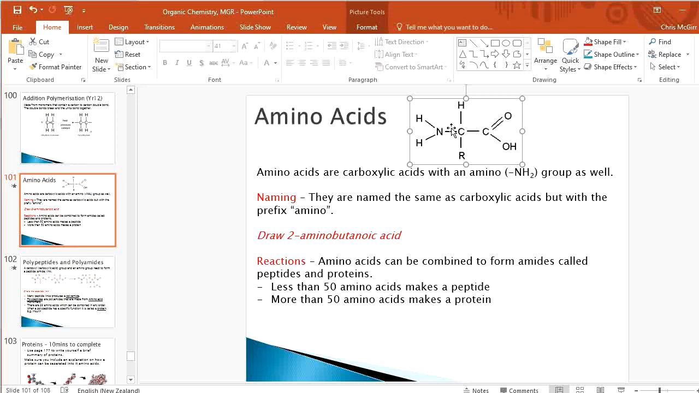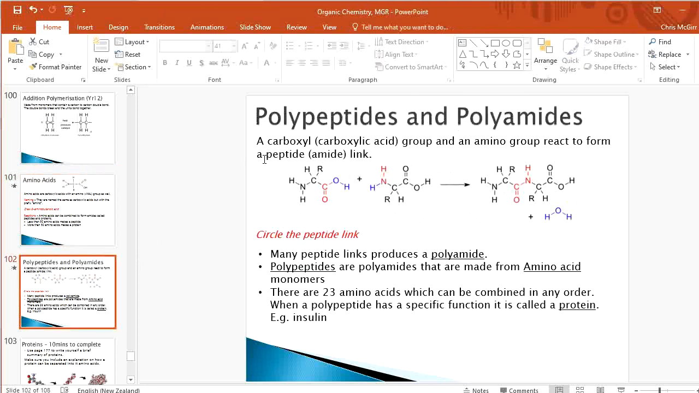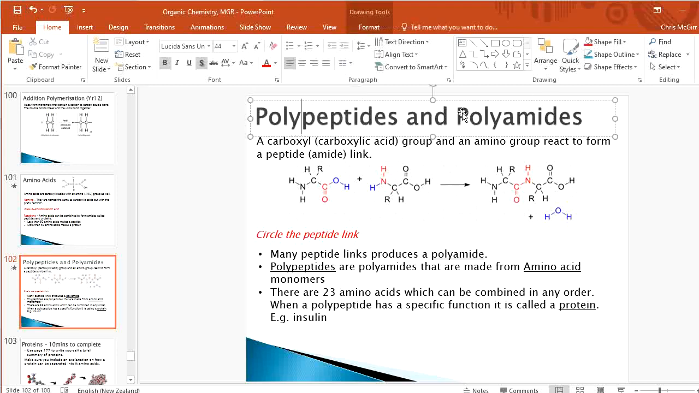So amino acids, as you might know, are the building blocks of proteins. Most of the molecules that animals are made up of are proteins, and they are made up from amino acids. So when amino acids combine, we form a polyamide, and the full correct term for one formed from amino acids is a polypeptide. These are essentially the same thing. These are just ones made from amino acids.